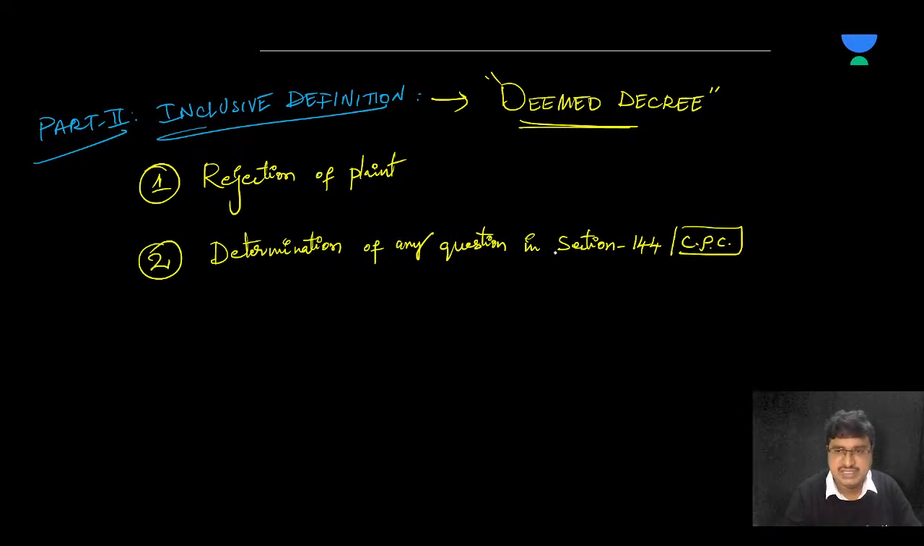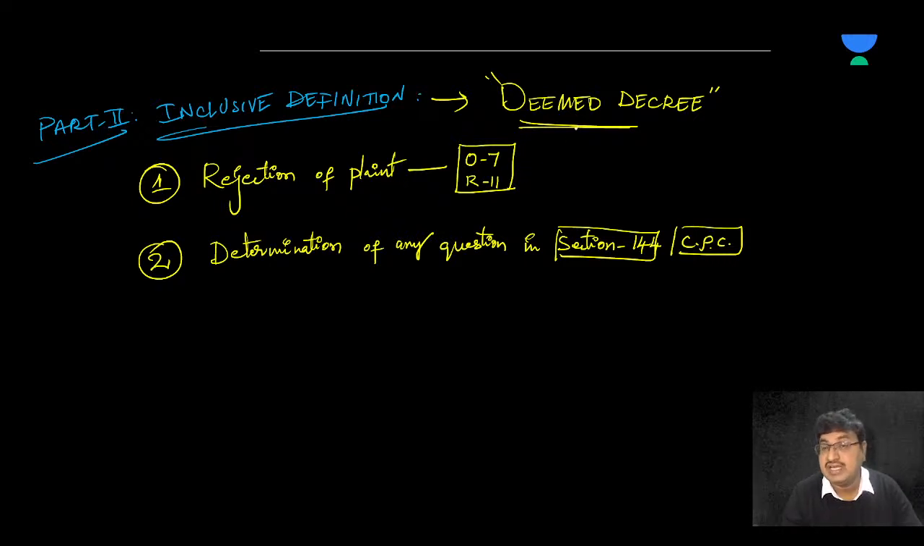Here it means that if an interlocutory application is filed by the opposite party under Order 7, Rule 11 of CPC, or if the court summarily on the basis of Order 7, Rule 11 of CPC rejects the plaint, it amounts to a deemed decree, friends. If the court determines any question in section 144 of CPC, it means an application filed for restitution.